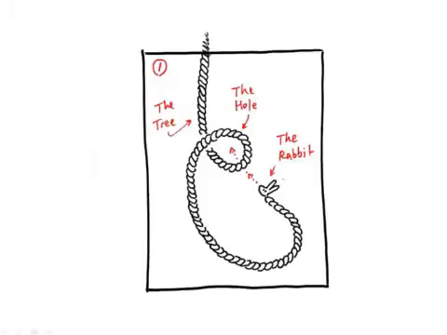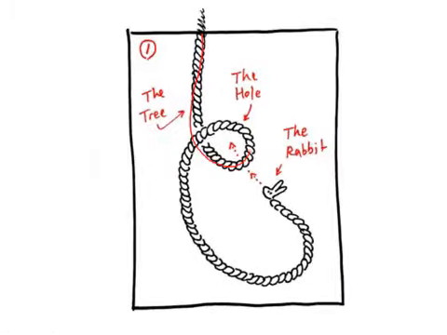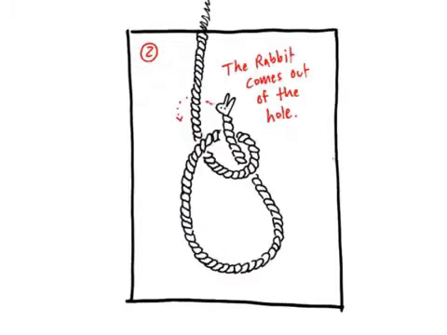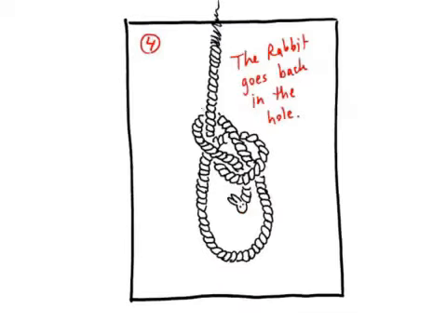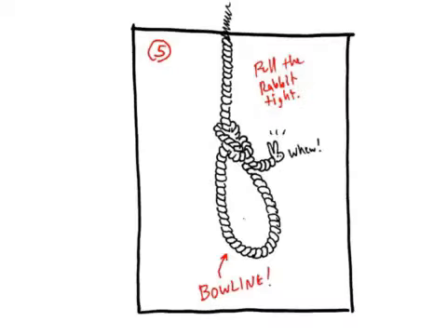Well, the first thing that we might do is we'd take that rope and we'd just loop it around like this. We'd call this part the tree, we'd make a loop which is a hole, and we're going to call the end of the rope our rabbit. And what we're going to do is we're going to take that rabbit and have him come out of the hole. We're going to guide that rabbit right around the tree. We're going to take that rabbit and put him back down in the hole from whence he came. And then we're going to take and pull that rabbit tight. And now we're going to have something that is called a bowline.